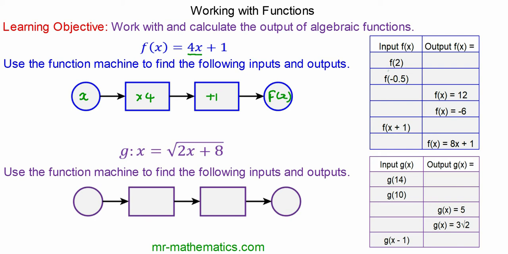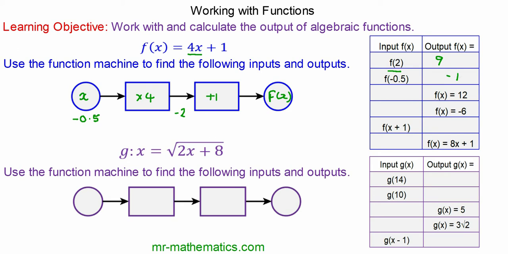So, when x is 2, we multiply by 4, we have 8 coming out, and we add 1, and 9 is the output. When negative 0.5 goes in, we multiply it by 4, we get negative 2, we add 1, and negative 1 is the output.